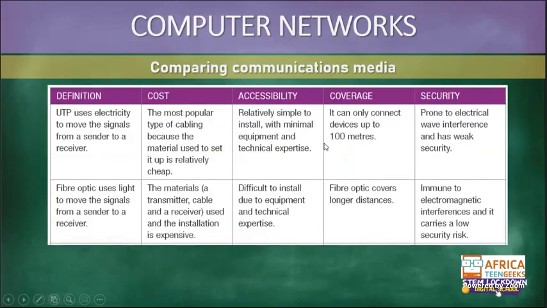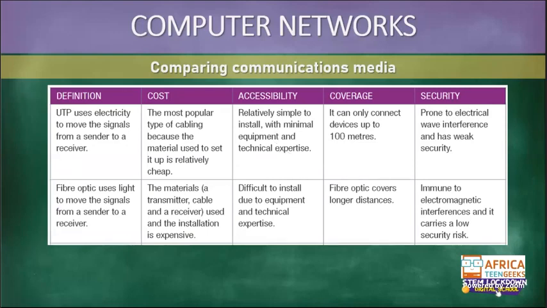Right, we are going to compare the different types of communication media based on cost, accessibility, coverage, and security. So we start with UTP, and as I said earlier, it uses electricity to move the signals from a sender to a receiver and vice versa. This is cheap, it's very, very cheap, and relatively simple to install with minimal equipment and technical expertise.